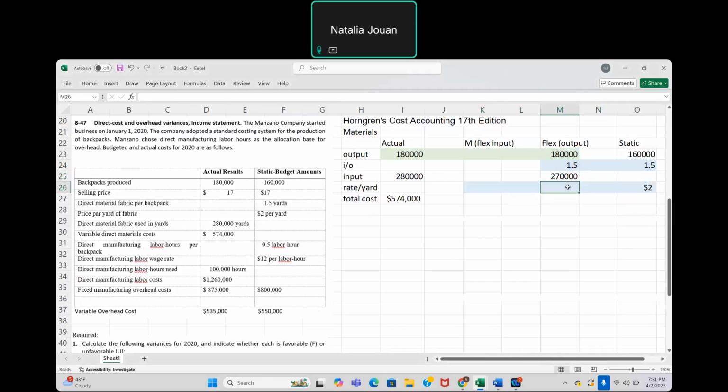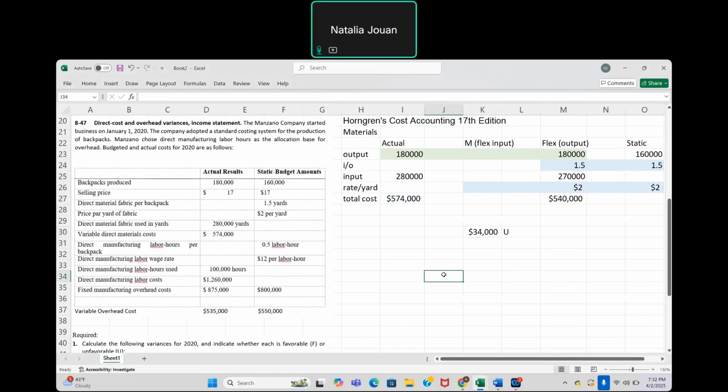And then the 2 will also move all the way to the flexible budget. Okay, so here we go, 2. So what is the total cost that we were supposed to pay for 180,000 backpacks? Well, the 270,000 yards times the $2 per yard. That's 540. So we can start with the flexible budget variance. That will be the difference between the actual and the flexible. So it's 34,000, and because we paid more than what we budgeted, this is going to be an unfavorable variance.